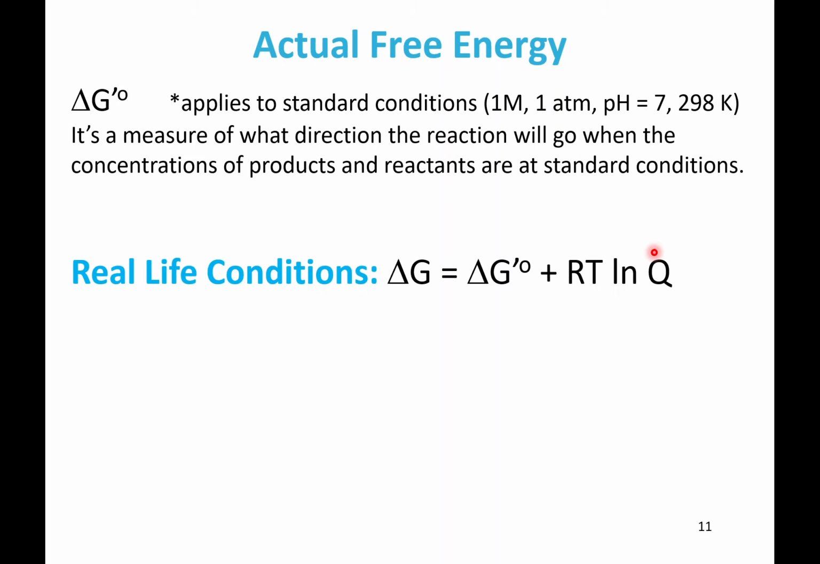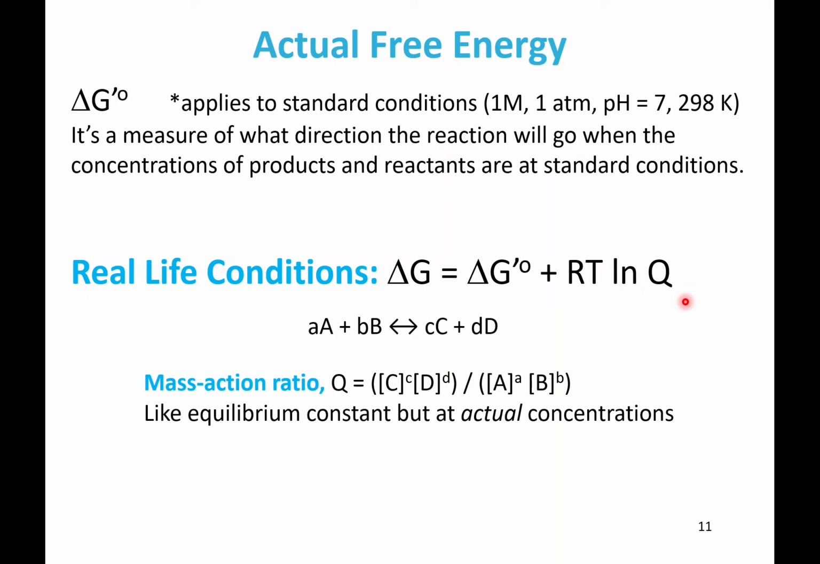But standard conditions don't really apply to real life situations. So an equation for delta G in a real life situation is given here. This delta G, for any condition, is equal to delta G naught prime, that's standard state conditions, plus RT ln of Q. And Q is the reaction quotient, also known as the mass action ratio.